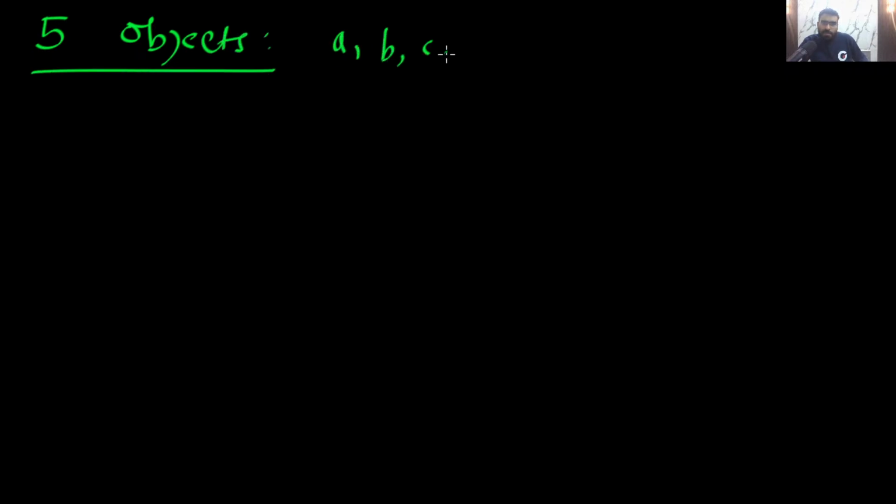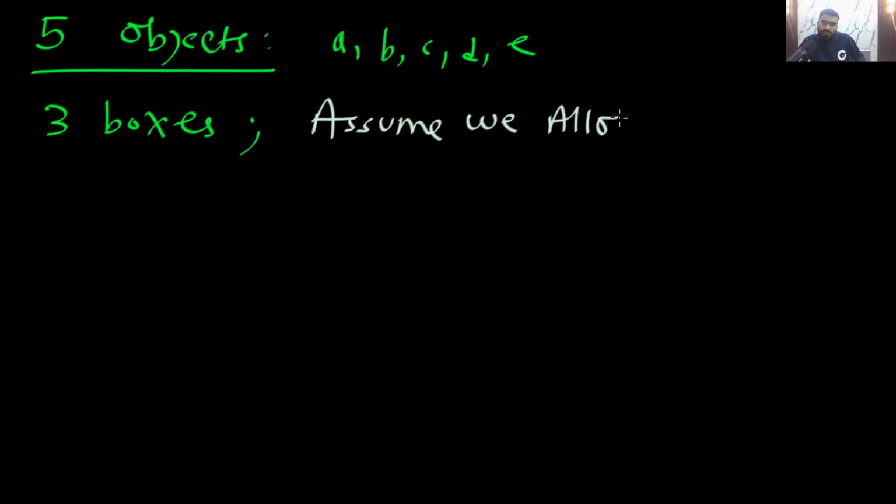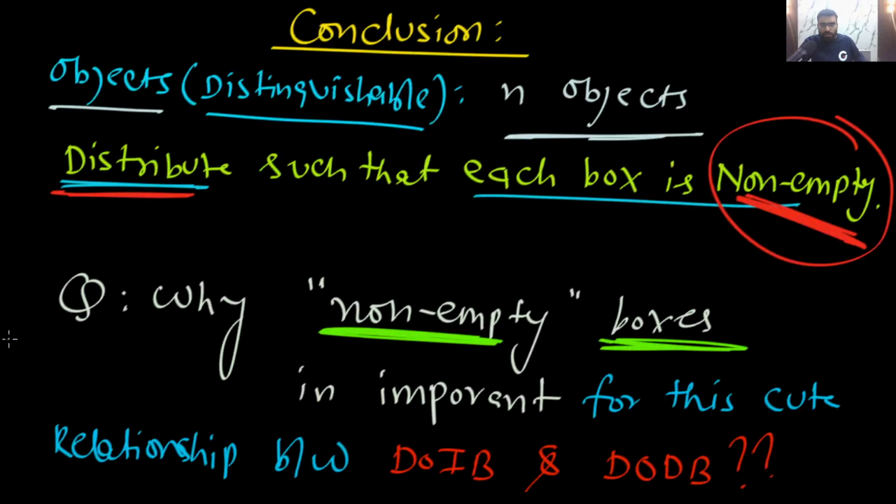Let me take one example. Let's assume you have a total of 5 objects, A, B, C, D, E, and a total of 3 boxes, and assume we allow empty boxes. Is this clear? This is what we are allowing. Now notice this cute relationship. It will be gone.